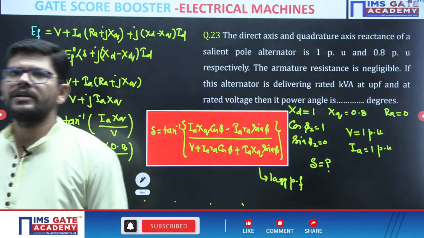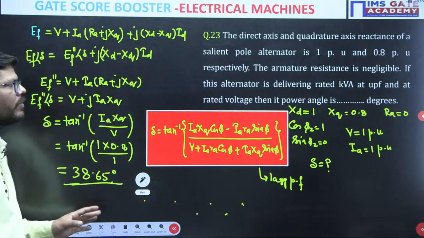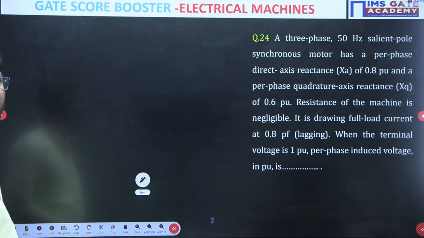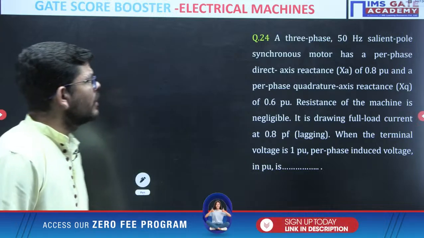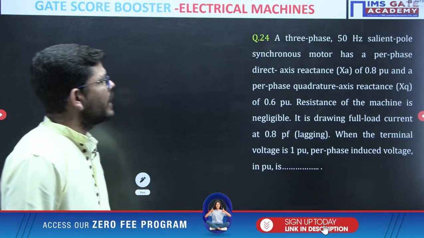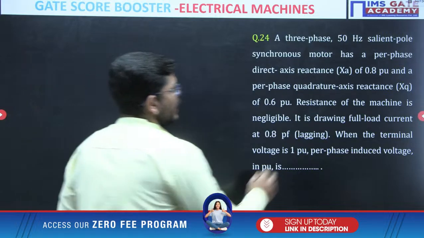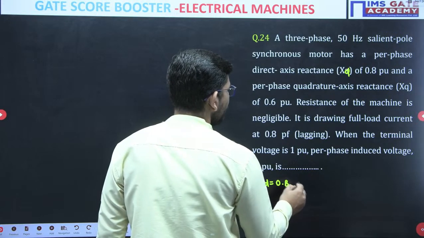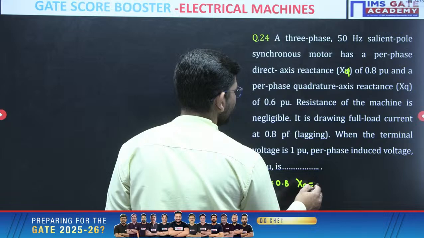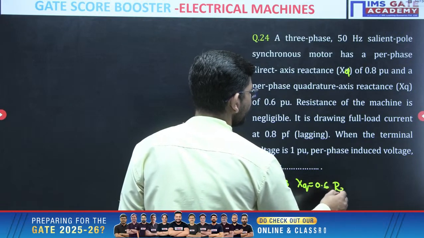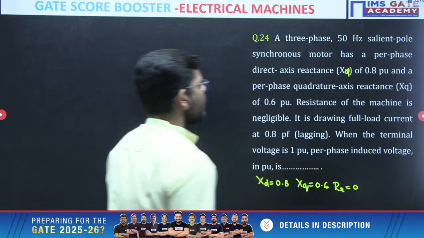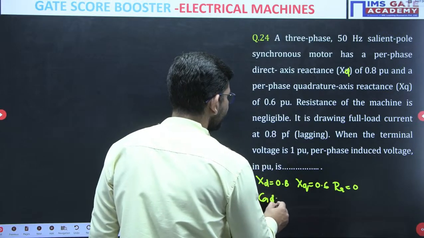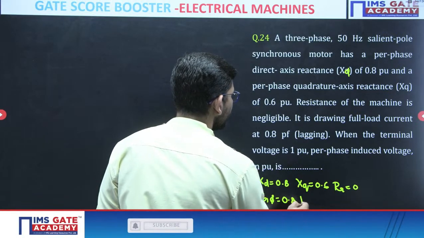Now let me do one question where you will get practice of how to apply KVL in motors. The next question is related to a motor, and this is going to be the last question as well. A 3-phase 50 Hz salient pole synchronous motor has per phase direct axis reactance XD of 0.8 and XQ of 0.6. Resistance is negligible. It is drawing full load current at 0.8 power factor lagging.